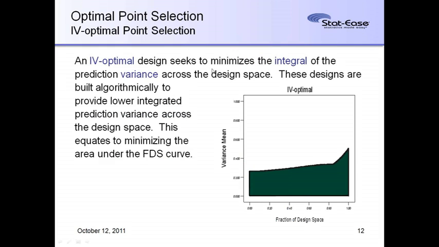IV optimality seeks to minimize the integral of the prediction variance across the space. Okay, so these designs are built to provide lower integrated variance across your region of interest. This equates to minimizing that area under the FDS curve. Okay, so IV optimality is focused on predictions, and we're trying to minimize the error associated with the predictions in our region of interest, as opposed to D-optimality, which is focused on minimizing the error of the regression coefficients.